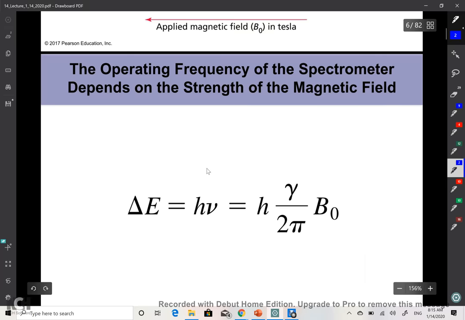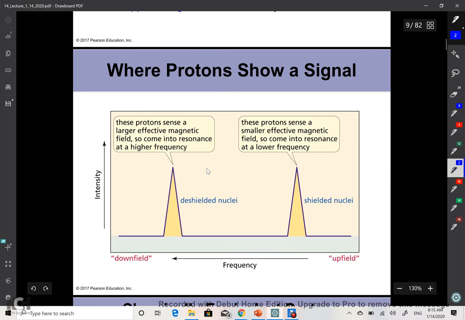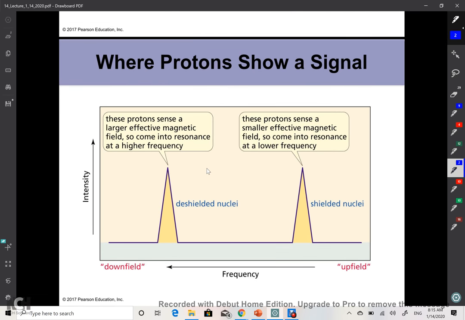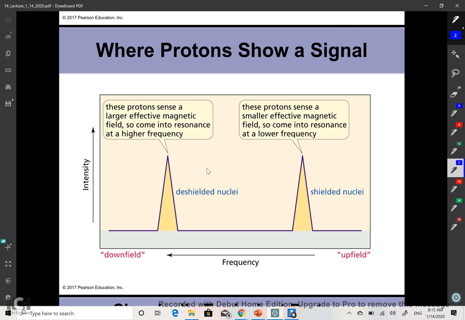Perfect. So let's continue the class now from where we stopped last time. You remember what we mean by deshielded nuclei and shielded nuclei? It has to do with the electronic environment of a nucleus. If you have a lot of electrons surrounding a nucleus, then we refer to that nucleus as being shielded. If you have fewer electrons surrounding a particular nucleus, then we say the nucleus is deshielded. A nucleus can be deshielded if it is bonded to an electronegative group. That electronegative group will pull electrons towards itself and then deshield that nucleus.